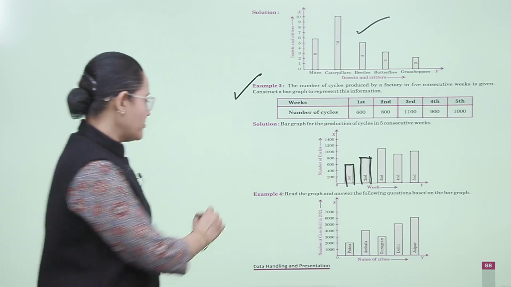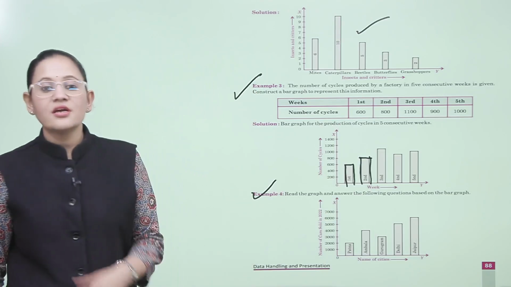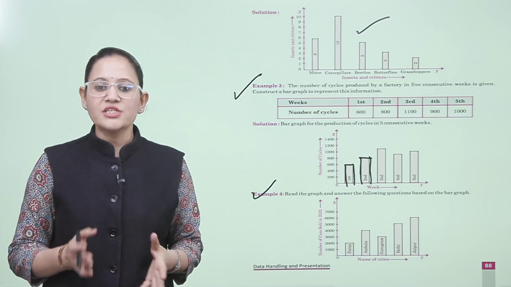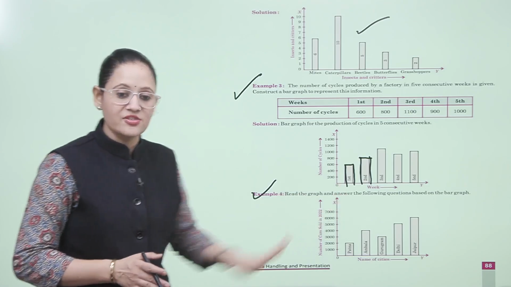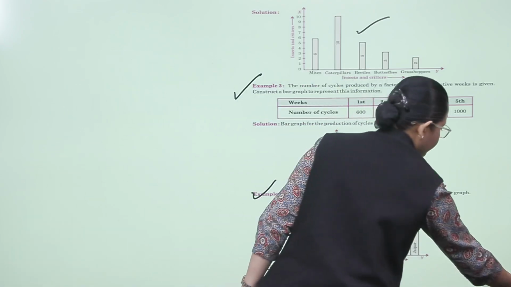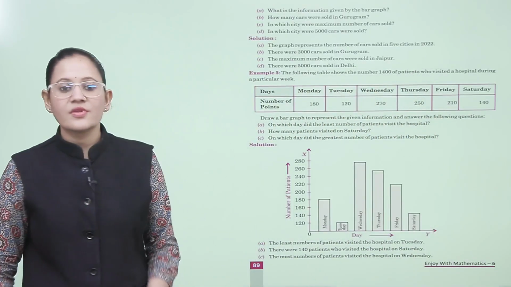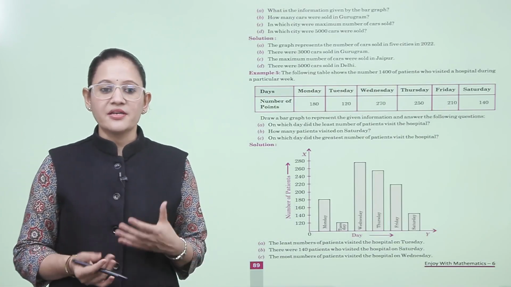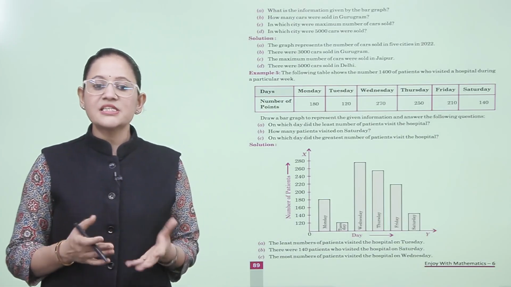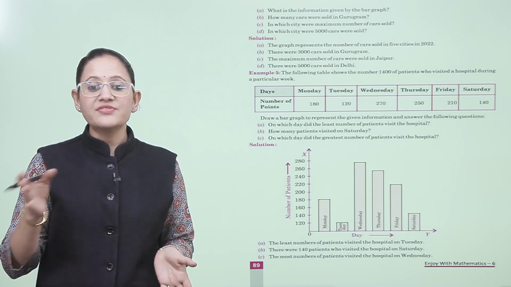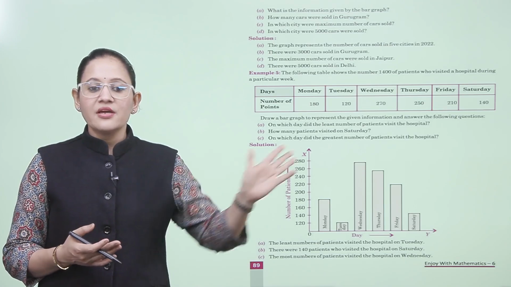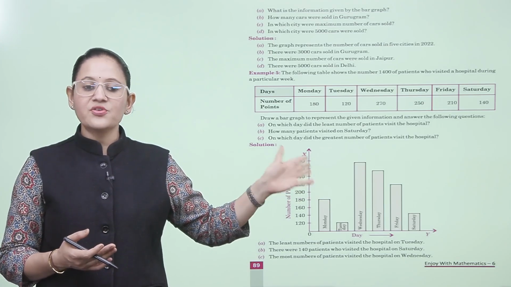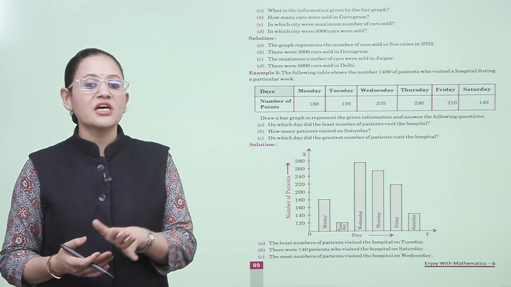Clear? One more example. Read the graph and answer the following questions based on the bar graph. So we have to read this bar graph and answer some questions. What is the information given by the bar graph? So the graph represents the number of cars sold in 5 cities in 2022. How many cars were sold in Gurugram? So by looking at the bar graph, you can easily tell there are 3000 cars sold in Gurugram.